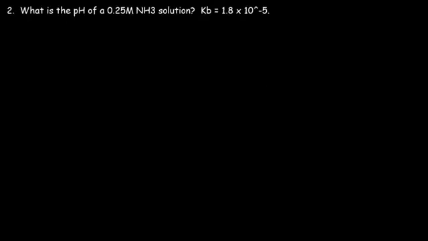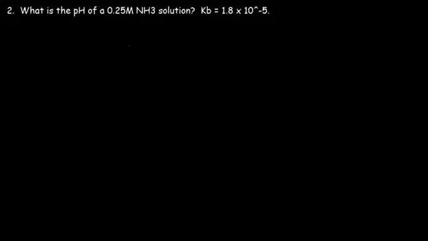Number 2. What is the pH of a 0.25 molar ammonia solution? And we're given the Kb, the base dissociation constant. So since we have Kb, basically we have a weak base in the solution. We need to use Kb to find x, which is going to represent the hydroxide ion concentration. And once we have that, we can find the pOH of the solution and then the pH.